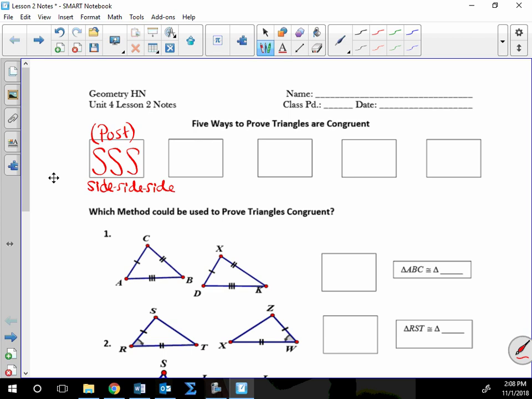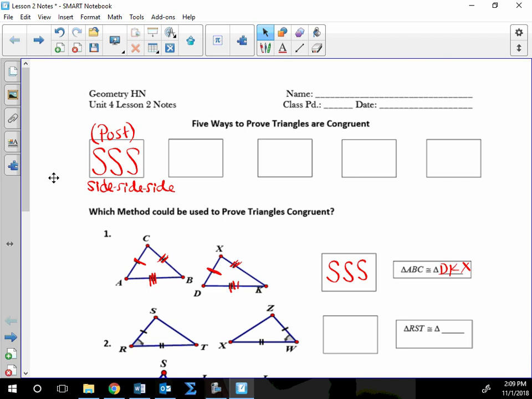See example 1. I have AC is congruent to DX. I have BC is congruent to XK. And then I have side AD is congruent to side DX. 3 sets of corresponding sides congruent, and I can know that these 2 triangles are congruent by SSS. Alright, so let's go ahead and match this up to triangle ABC. What is A going to match up with? D. And then what does B match up with? Okay. And so C matches up with X. So triangle ABC is congruent to triangle DKX.